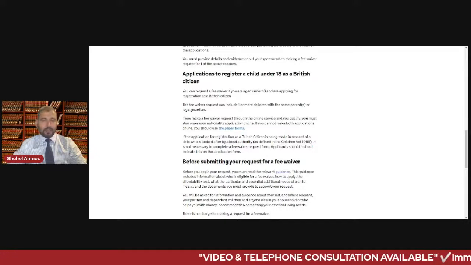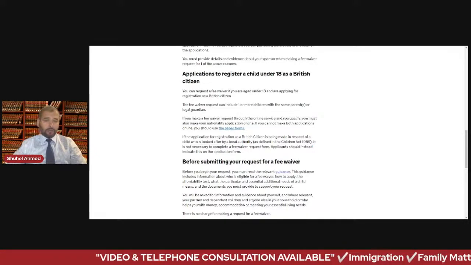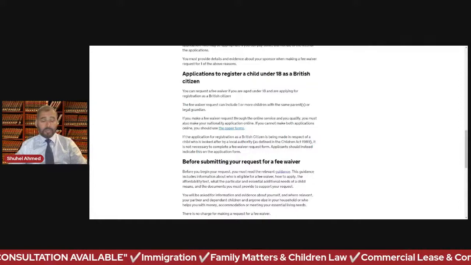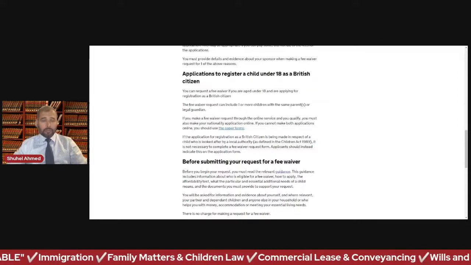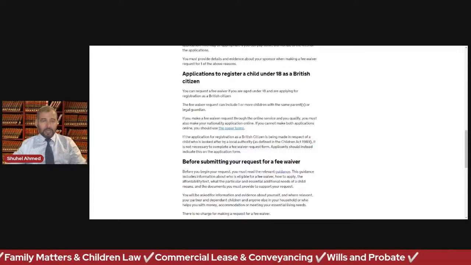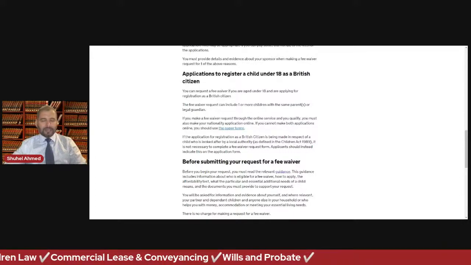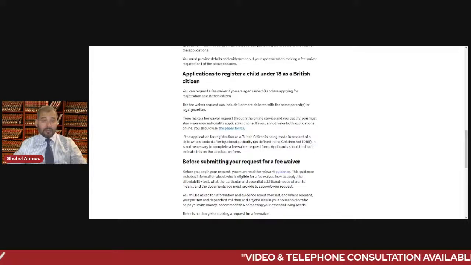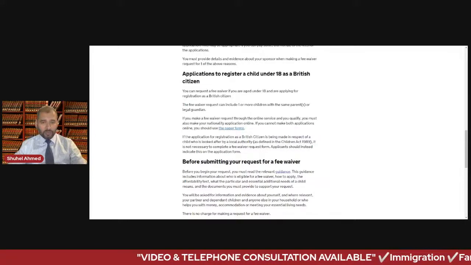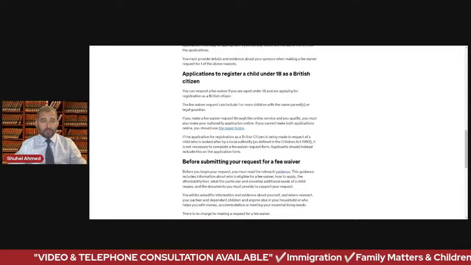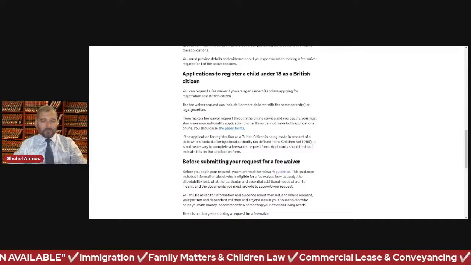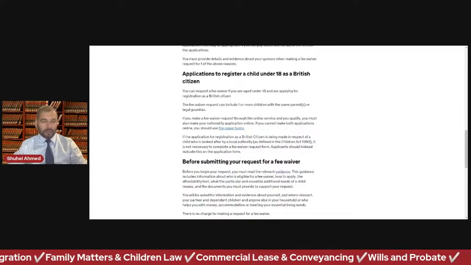But if you are on limited leave to remain or pre-settled status under the EU Settlement Scheme, if any child is born, they will not become a British citizen automatically. However, once you get the settled status or ILR, you can register your under 18 child as a British citizen. And when you want to register them, you need to pay the Home Office fee, currently £1,000. However, you can make an application to the Home Office for exemption, and if you are eligible, you'll get exemption.